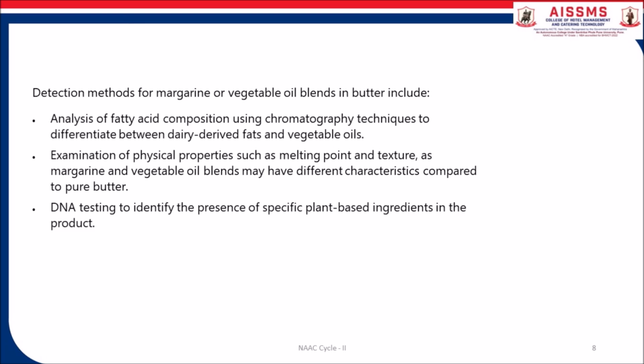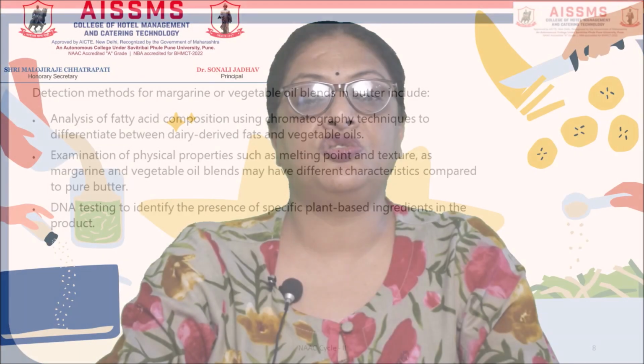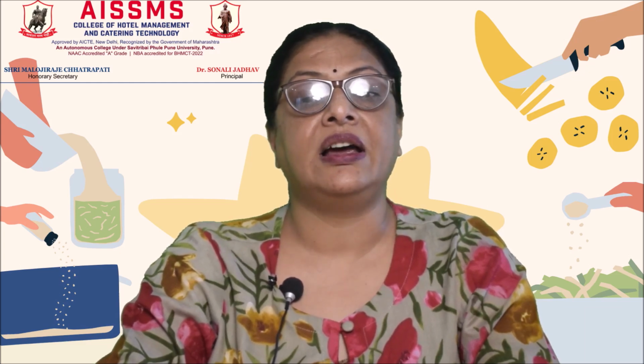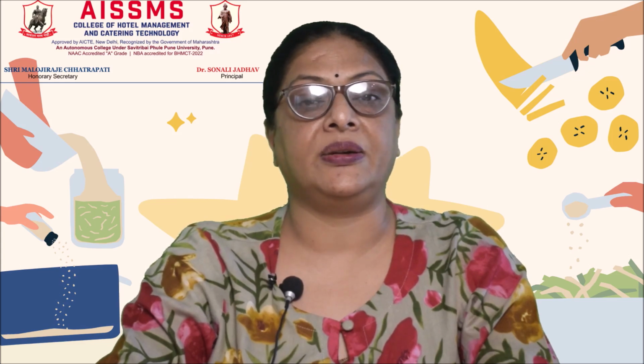Examination of physical properties such as melting point and texture, as a margarine-vegetable oil blend may have different characteristics compared to pure butter. DNA testing to identify the presence of specific plant-based ingredients in the product. Regulatory agencies often enforce labeling requirements to ensure that consumers are informed about the ingredients used in butter products, thus helping to prevent adulteration and maintain product integrity.